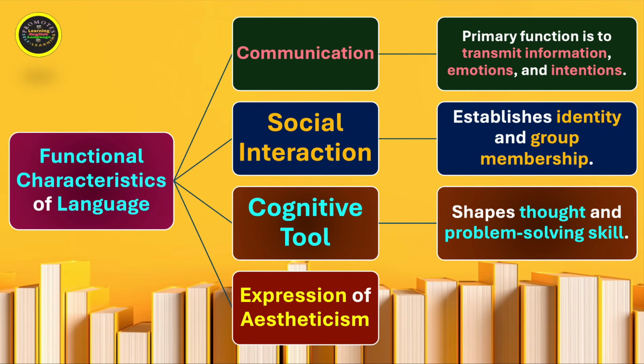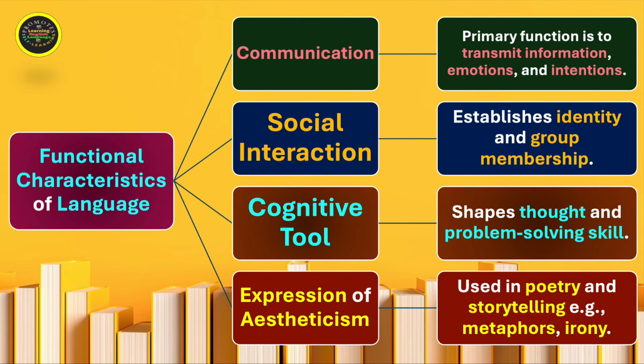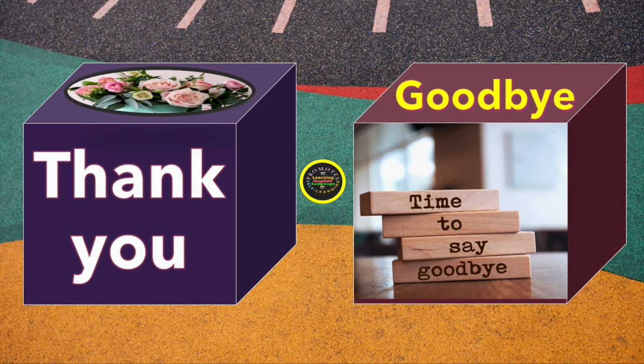And the fourth one is expression of aestheticism. This is mostly used and found in the language of poetry and storytelling. For example, by using metaphors, simile, hyperbole, irony, and all those figures of speech which decorate and beautify language. That is the remarkable form of expression of aestheticism in language. Hope you understand the concept.